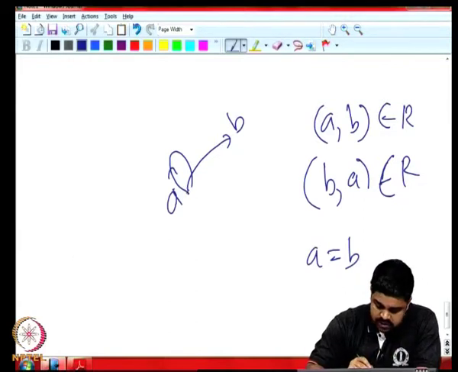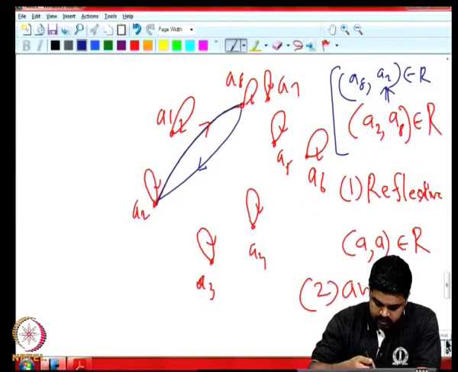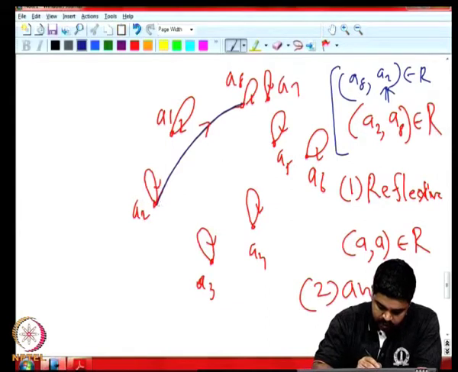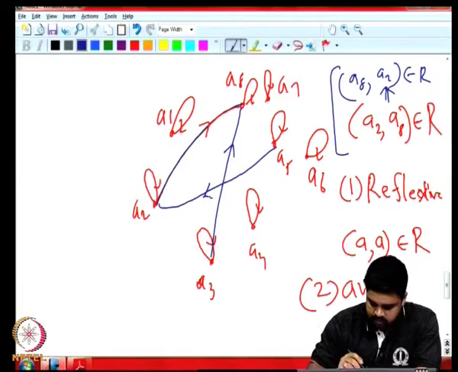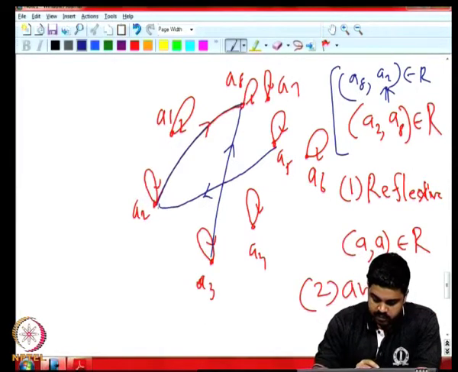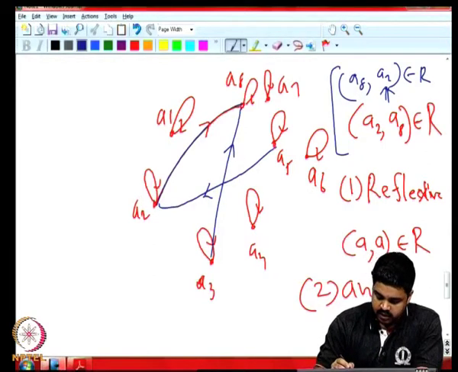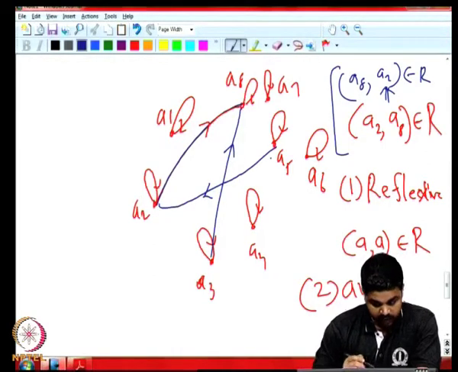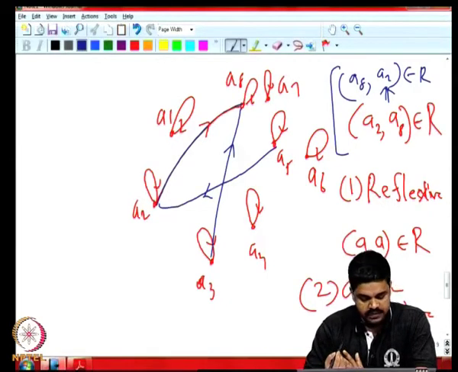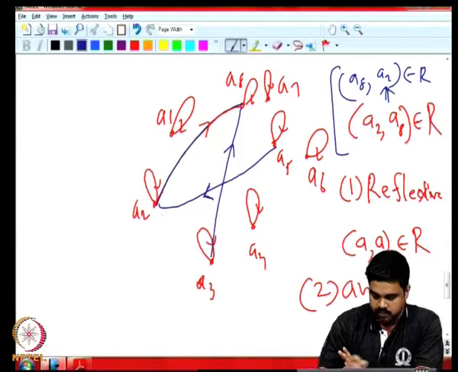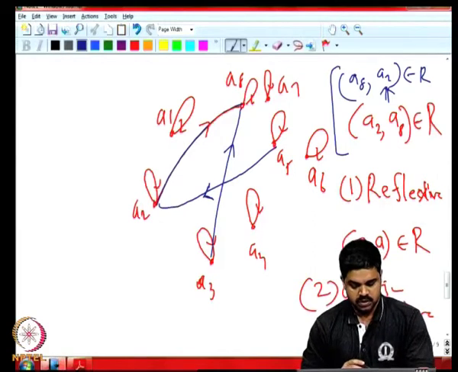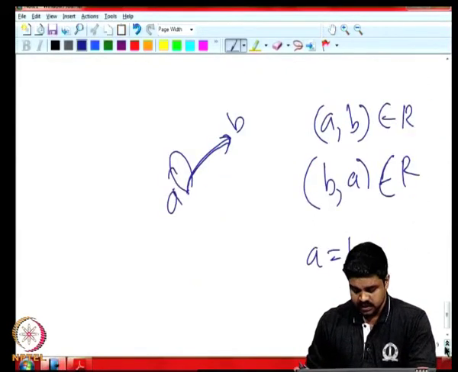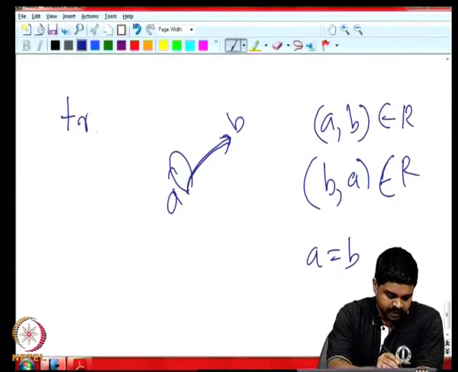So in other words, when we draw this graph diagram, this will never be there. We will put these edges in only one direction, maybe this one, not both, right? Whenever between two points we draw an arrow, the arrow may not be there, but if at all an arrow is there, then there will be only one direction. It's not that we can put arrows both ways, right? So that is antisymmetry. And the third thing is something called transitivity.